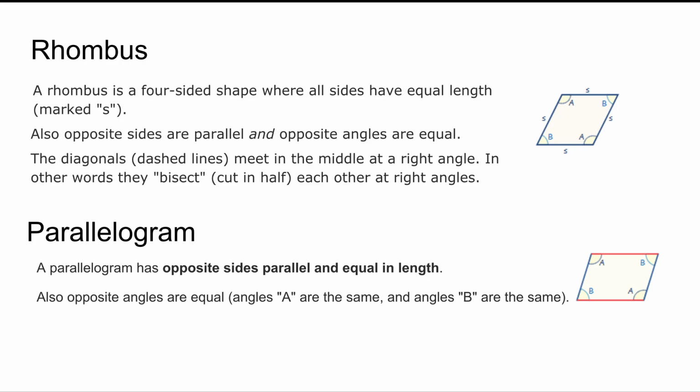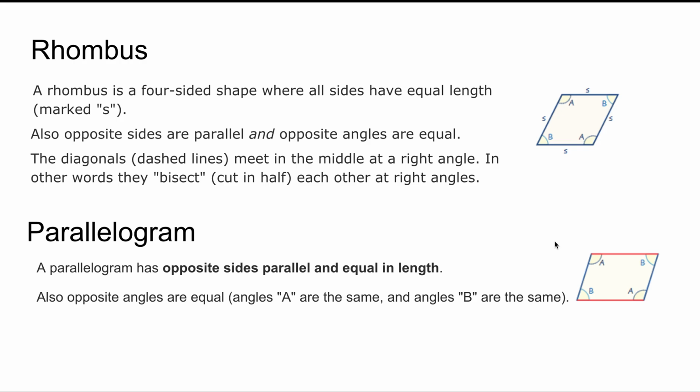Okay. So a rhombus is a four-sided shape, again, quadrilateral, with equal lengths. It doesn't matter whether the angles are congruent or not, but all four sides have to be equal. So we can tell square is a rhombus. All square is a rhombus.